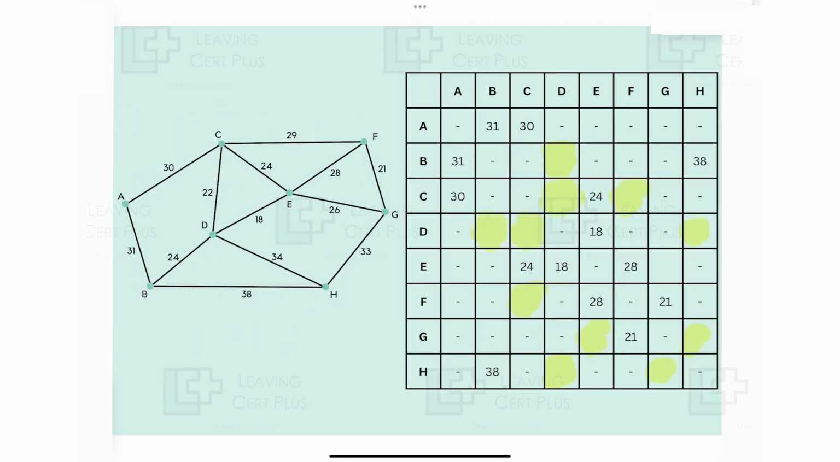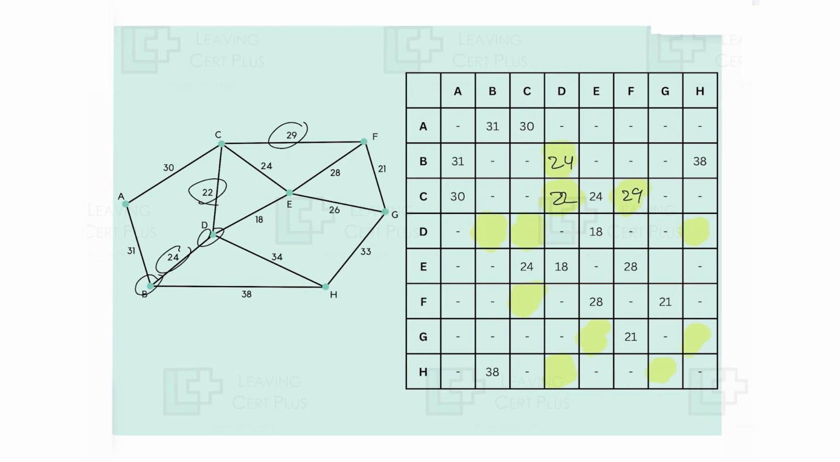So we've got half a distance matrix here, and we've got the associated graph. I want you to fill in the numbers that we're missing. Right, so my connection from B to D, there's B, there's D. That's a connection of 24. I've got C to D. That's a connection of 22. And C to F is 29.